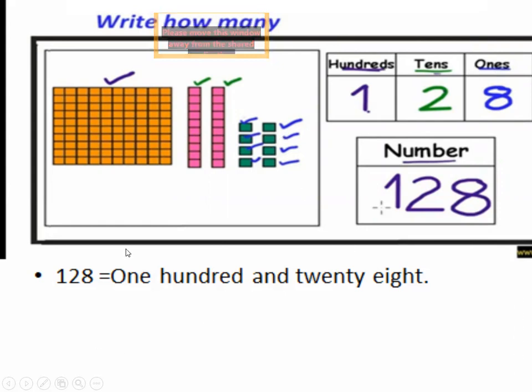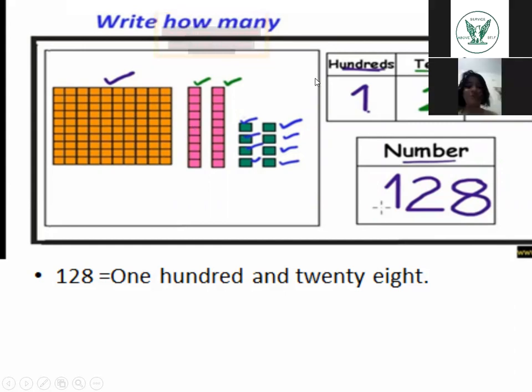Then count how many tens blocks there are. This rod shows a tens block.